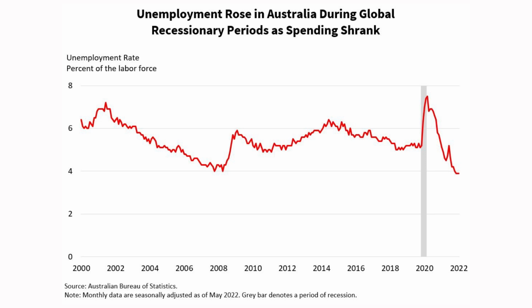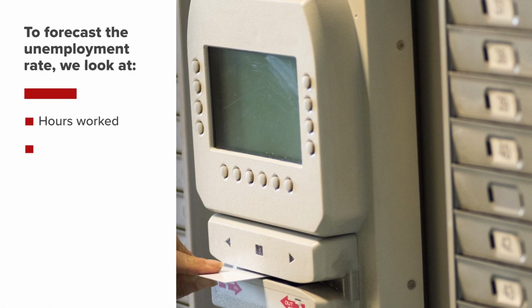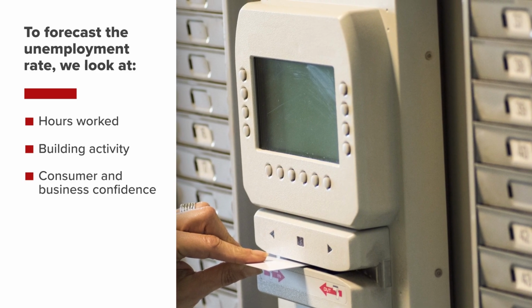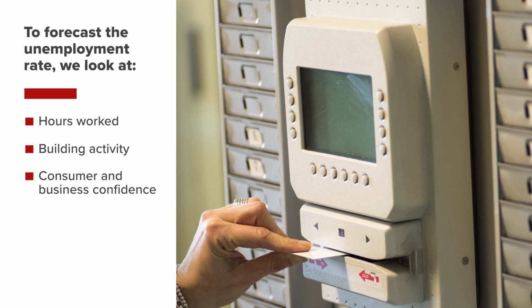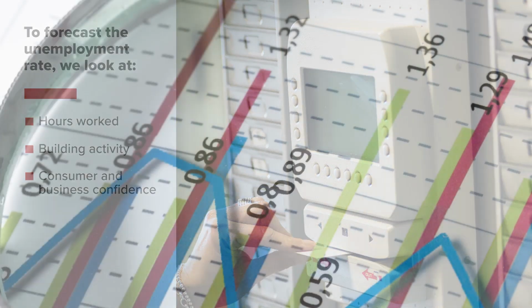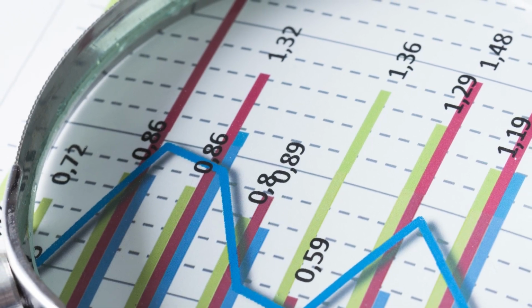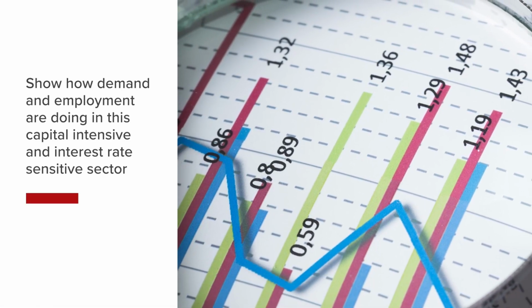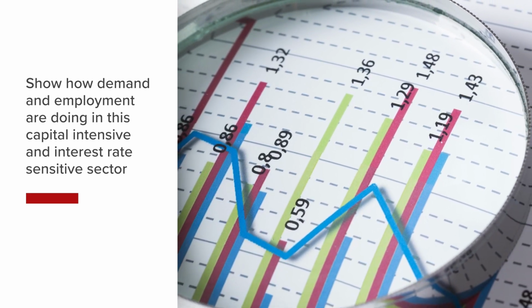spending declined. Forecasting the unemployment rate can be done using leading economic indicators such as hours worked, building activity, and consumer and business confidence, since these indicators tend to weaken prior to employment dropping, the unemployment rate rising, and the economy decelerating. The new orders and employment aspects of the Purchasing Managers' Index for manufacturing show how demand and employment are doing in this capital-intensive and interest rate-sensitive sector.